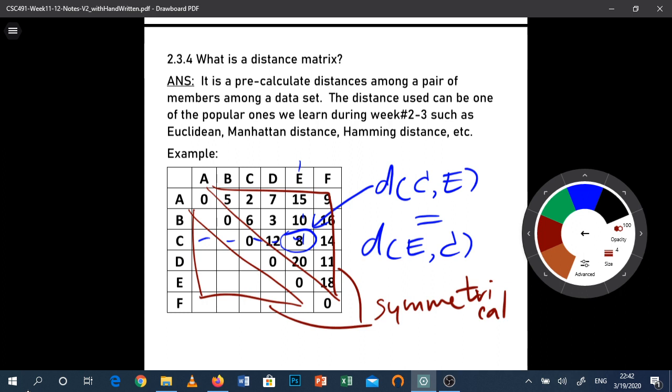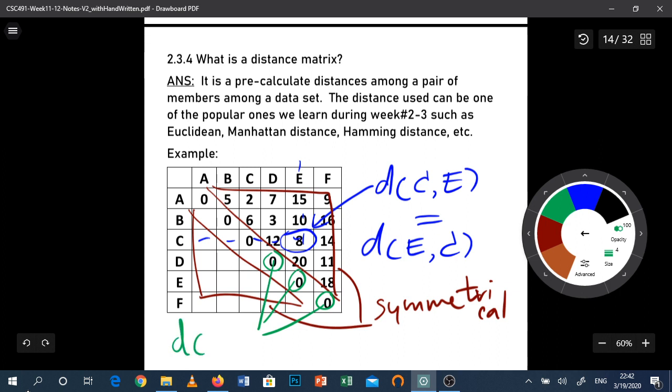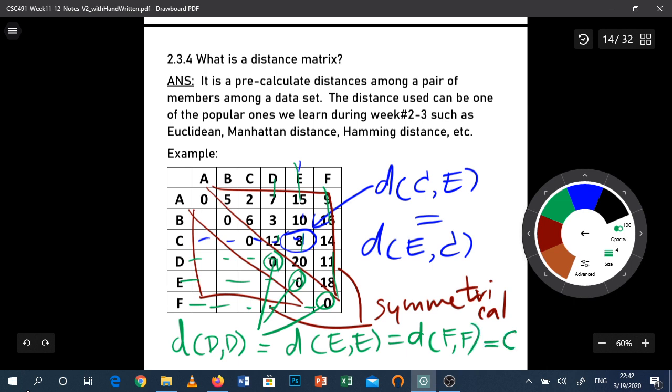Also notice that all the diagonal members are 0. That's because it represents the distance of a data item to itself. For example, this is the distance of D and D, equal to the distance of E and E, or equal to the distance of F and F, which all equal 0 because it's the distance to itself.